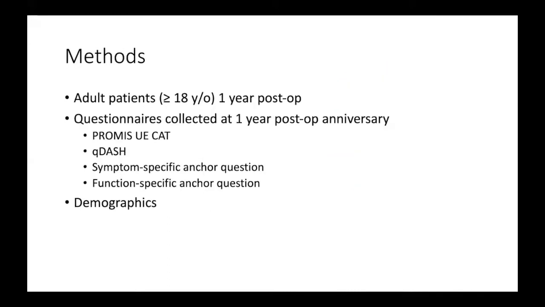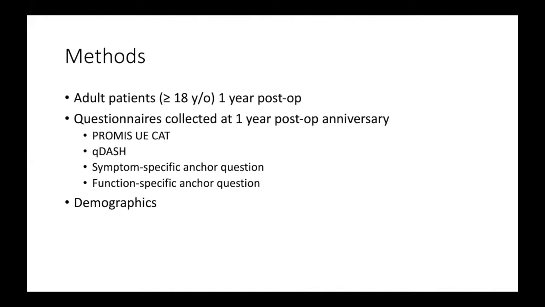We recruited all adult patients treated surgically by one of 4 fellowship-trained orthopedic hand surgeons between February 2019 and December 2019. On their 1-year post-op anniversary, they were emailed a link to complete the QuickDASH and PROMIS UE-CAT, as well as a symptom-specific anchor question and a function-specific anchor question designed to determine whether or not the patient deemed their symptom or function state acceptable.